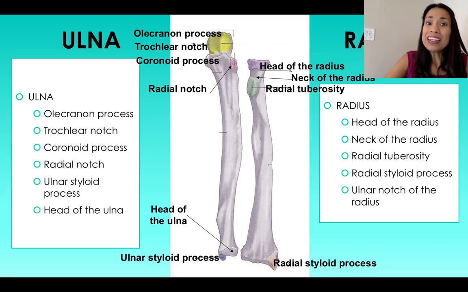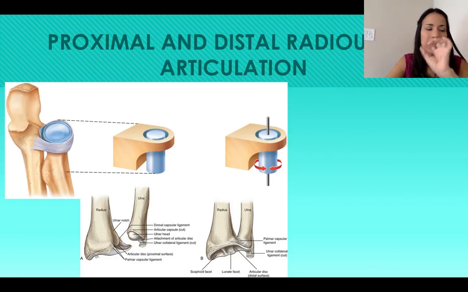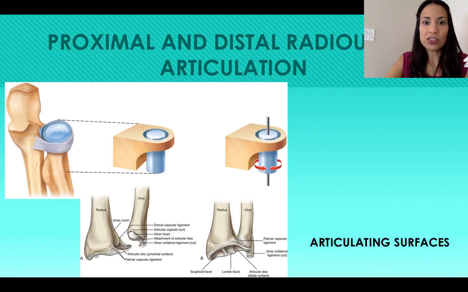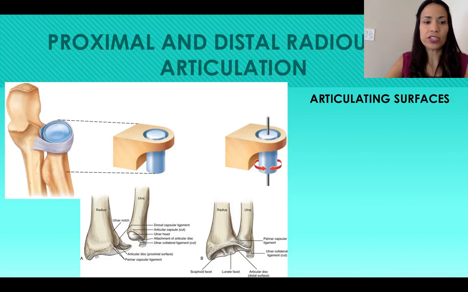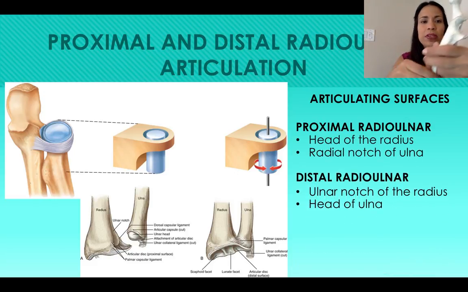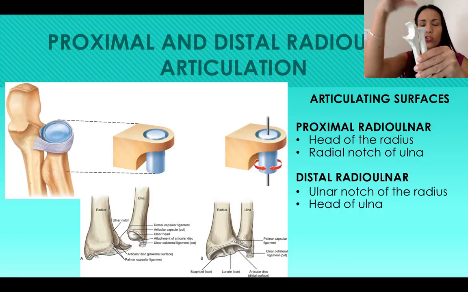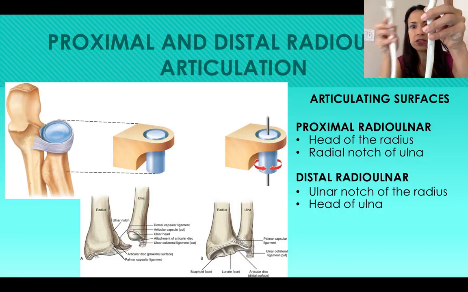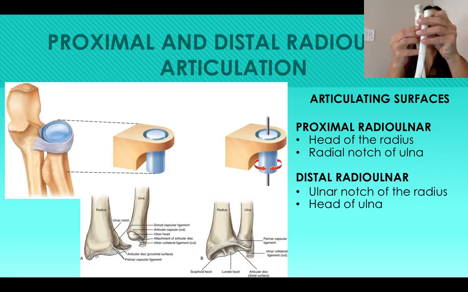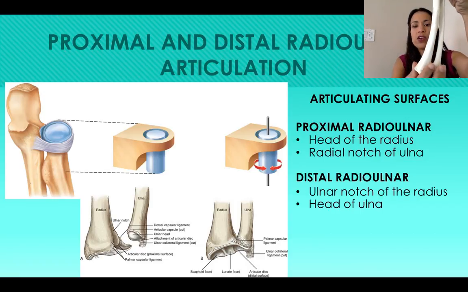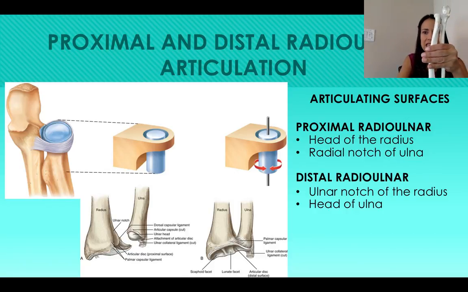Before finishing this one, let me cover right here that we just started describing the proximal and distal radioulnar articulations. Proximal means closer to your body, closer to the elbow, the proximal radioulnar articulation. And the distal, closer to the wrist, is the distal radioulnar articulation. So it's exactly like this.